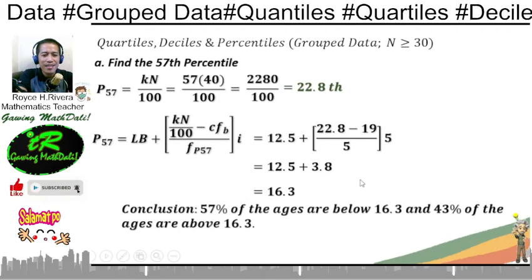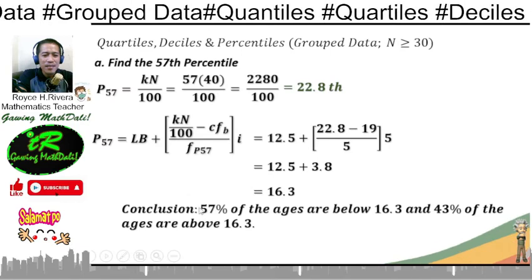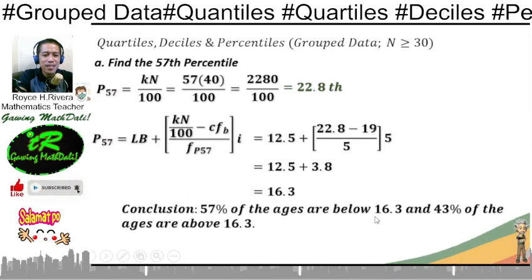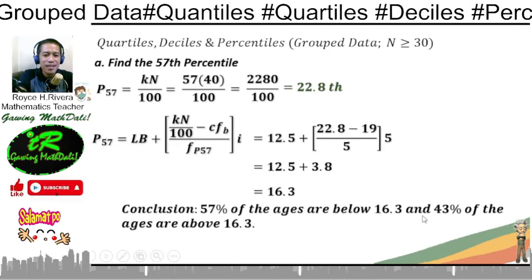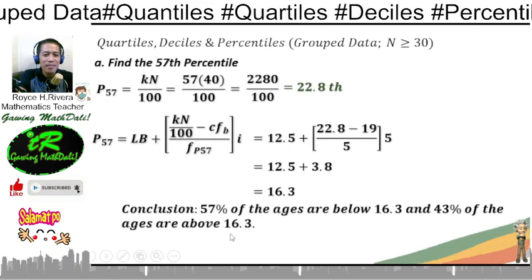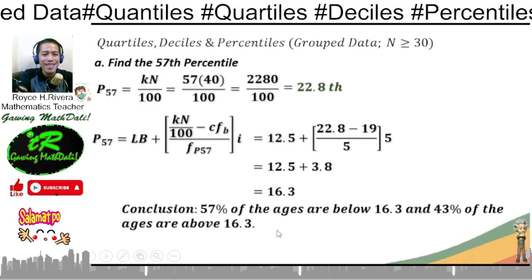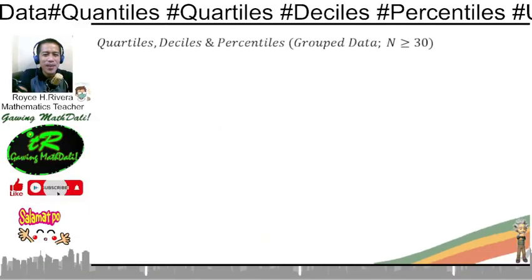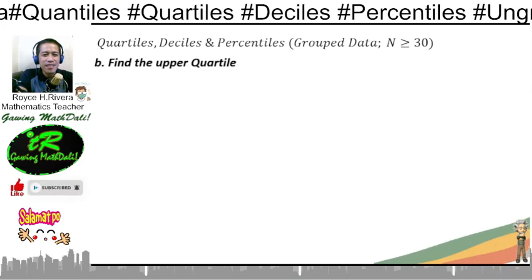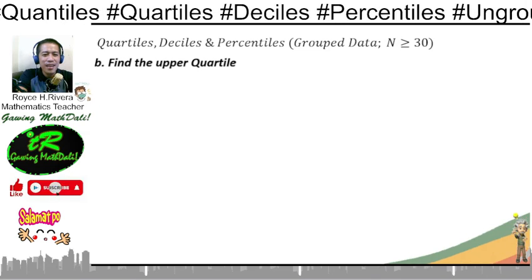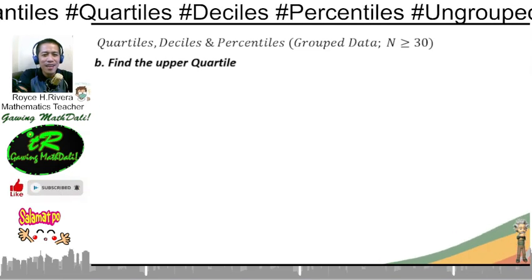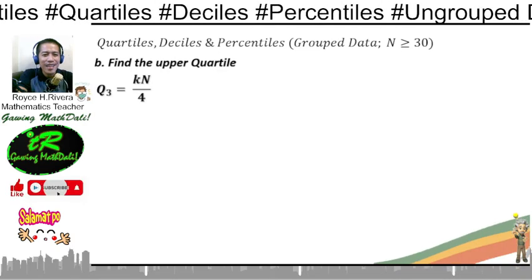Meaning, 57% of the ages are below 16.3 and 43% of the ages are above 16.3. Subukan pa natin ang isa. Let us look for the upper quartile. At alam natin, ang upper quartile ay ang quartile 3.